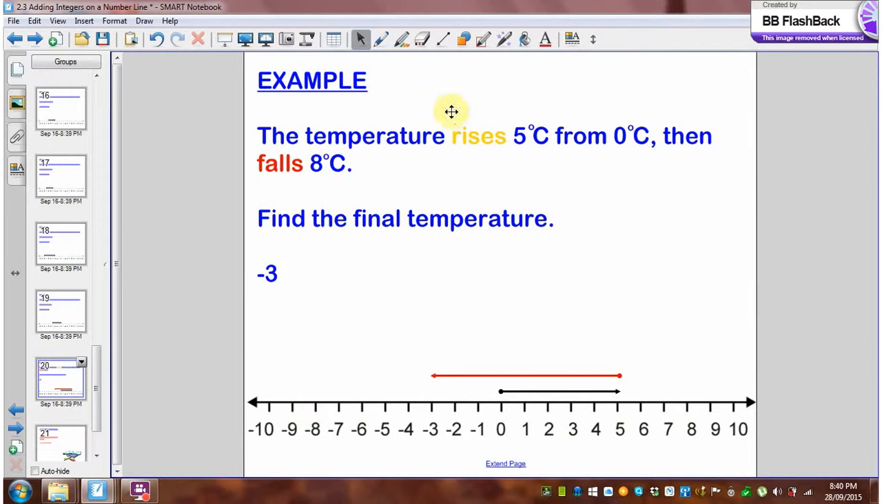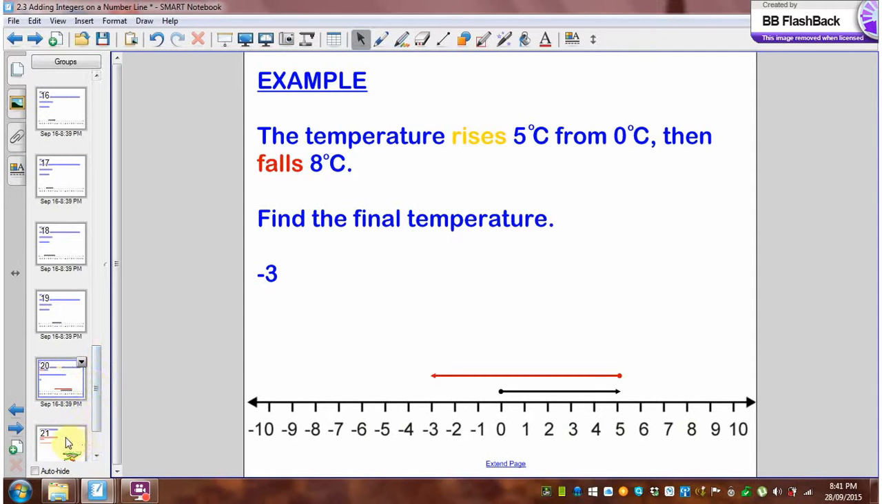Okay, so that's a little word problem. It's a little bit harder because it's given in the form of a word problem. Plus, we have a couple of different temperature changes. We rose first, and then we fell. Okay, and you'll see some of those in your practice work.